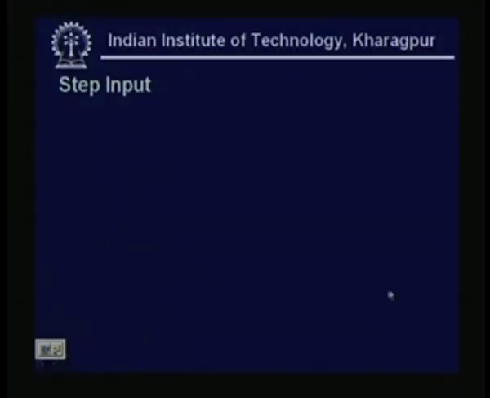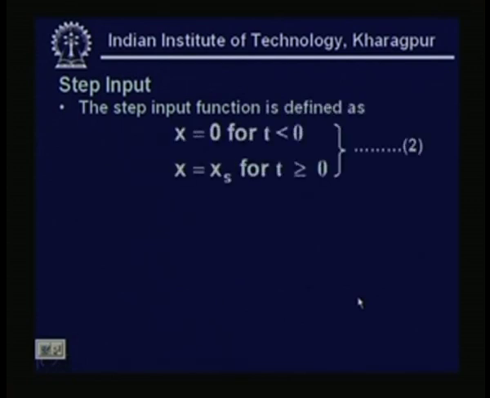Now, slowly consider the inputs one by one. First I consider the step input. Step input is very common in systems, especially electrical systems. The step input function is defined as x equals 0 for t less than 0 and x equals xs for t greater than or equal to 0. This is equation number 2. This set of equations is necessary to solve the differential equations, right. So, how does it look? It looks very simple.